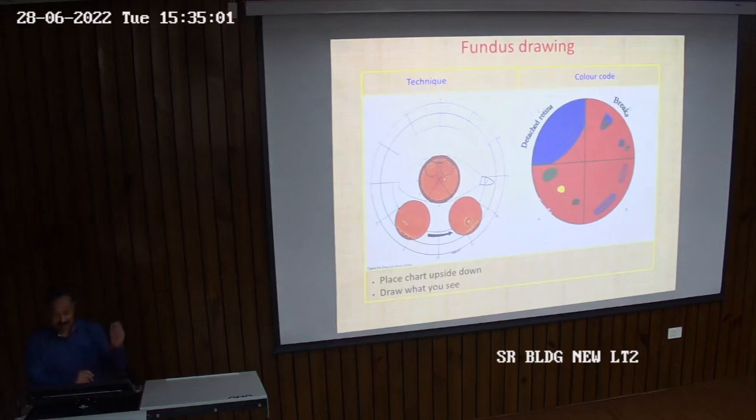Now, whenever we see a case of detachment, you have to chart the extent of the detachment in the eye. So you have to do indirect ophthalmoscopy and do a charting. The red portion depicts the attached retina and the blue portion depicts the detached retina, and these are the different types of symbols by which breaks and other things are marked.